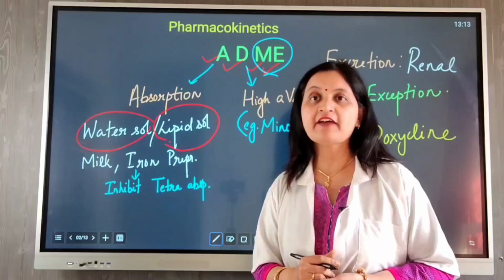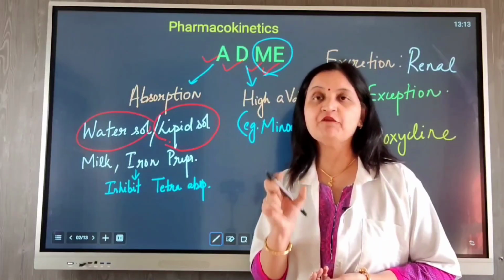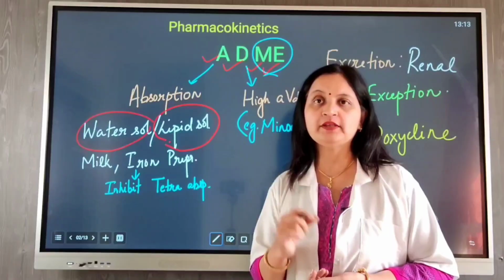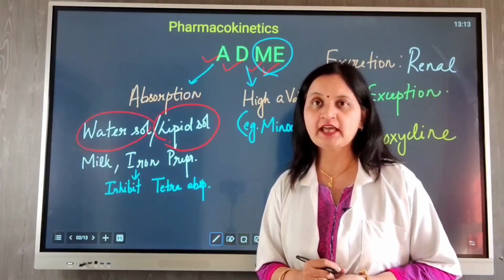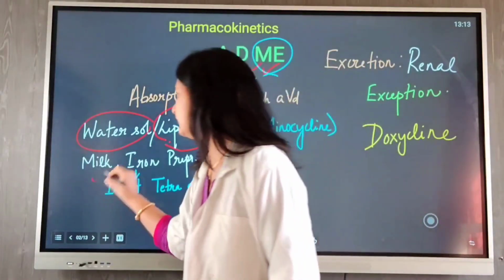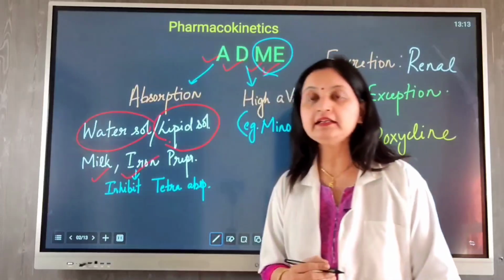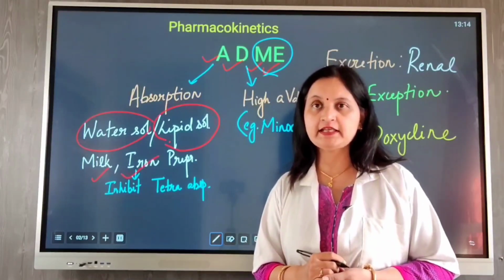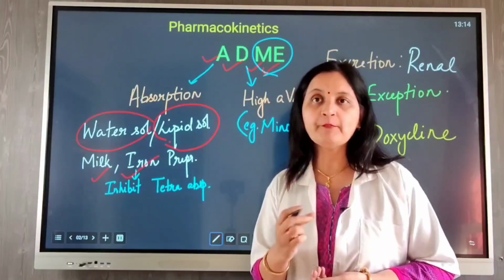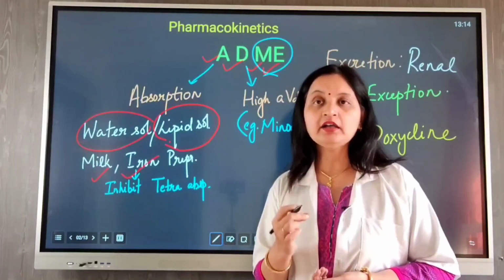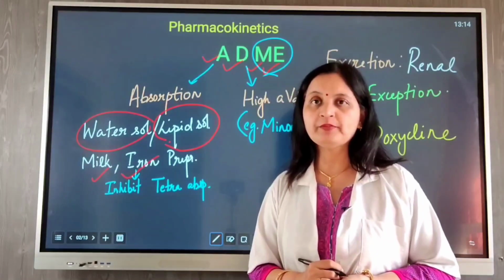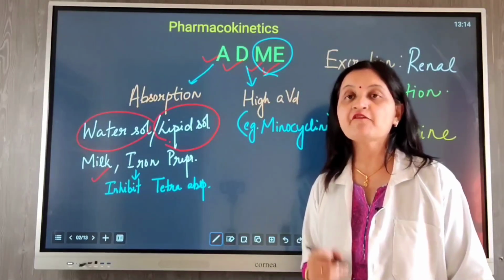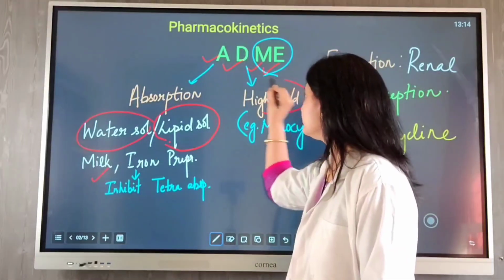Secondly, tetracyclines have the property of chelation. They form complexes with cations such as calcium, magnesium, aluminium, and therefore the absorption can be affected by milk, iron preparations, antacids, sucralfate. These affect the absorption of tetracyclines by forming chelating complexes, and these are unabsorbable, insoluble complexes in the intestine. Next, tetracyclines have a large volume of distribution.